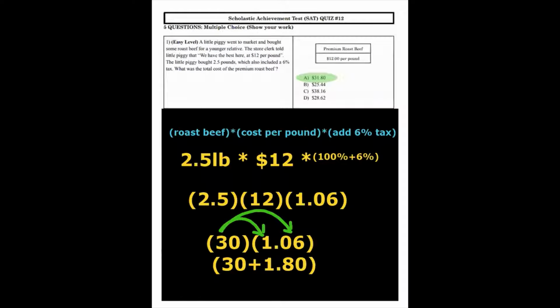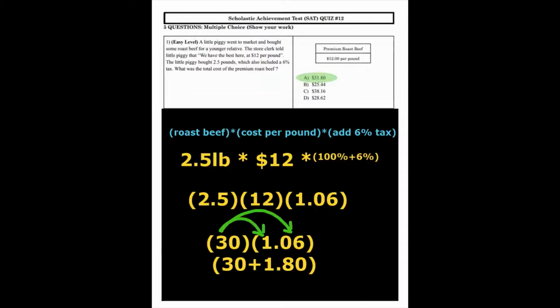Well, according to the store cost, we have the roast beef times the cost per pound, but then we're going to multiply that to add an additional 6%. We have 2.5 pounds of beef times $12 per pound. We're going to multiply that by 100% plus an additional 6%, which adds up to, in decimal, 1.06. That will add the tax on to the cost of the beef.